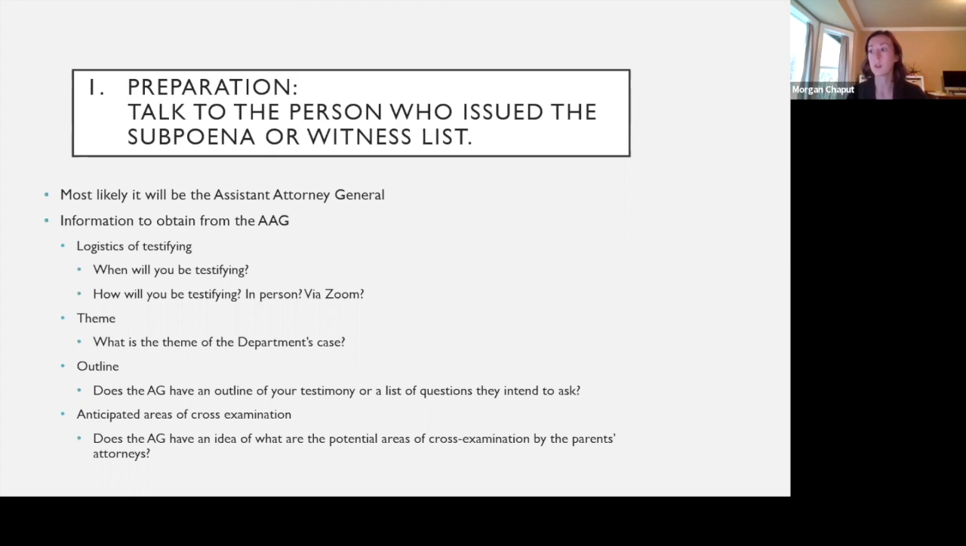Talk to the person who issued the subpoena or a witness list. Generally speaking, if you find out that you are testifying in a termination trial or another hearing, it's because you've received either a subpoena or your name has appeared on a witness list. So chances are your program received those documents and then gave you a heads up and let you know. Most likely the party requesting you to testify is going to be the state or the assistant attorney general's office. So my suggestion is, as soon as you receive that subpoena or you show up on a witness list, reach out to the AAG that has issued the subpoena or the witness list.